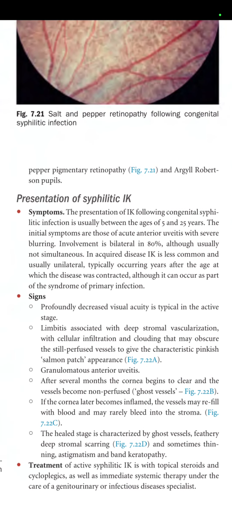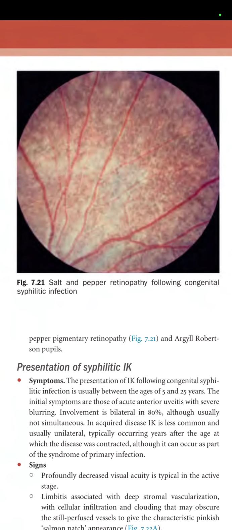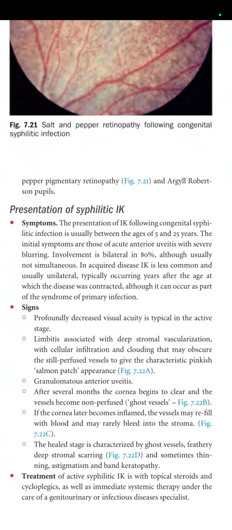So what is the presentation of syphilitic anterior interstitial keratitis? Here you can see the salt and pepper retinopathy following congenital syphilis infection. The black dots are like the pepper and the white dots are like the salt. The presentation of anterior interstitial keratitis following congenital syphilis infection is usually between the ages of 5 to 25 years. So it usually presents when the patient is 5 to 25 years of age.